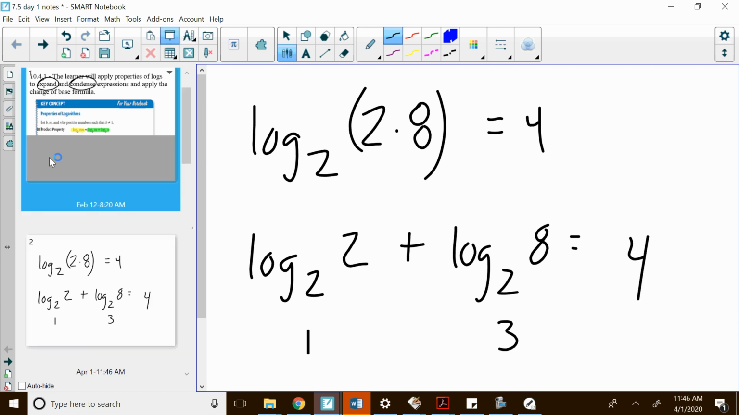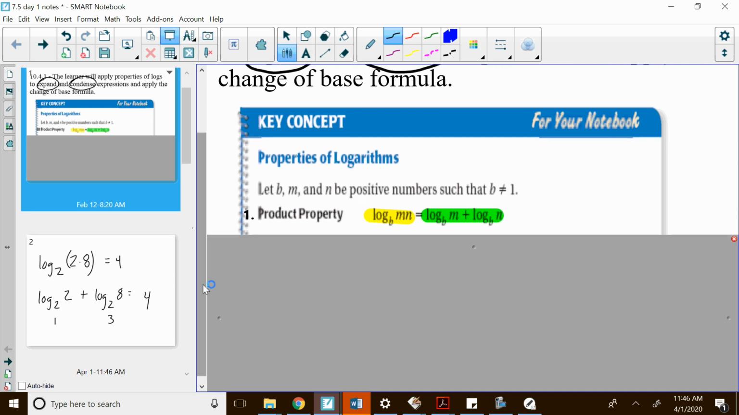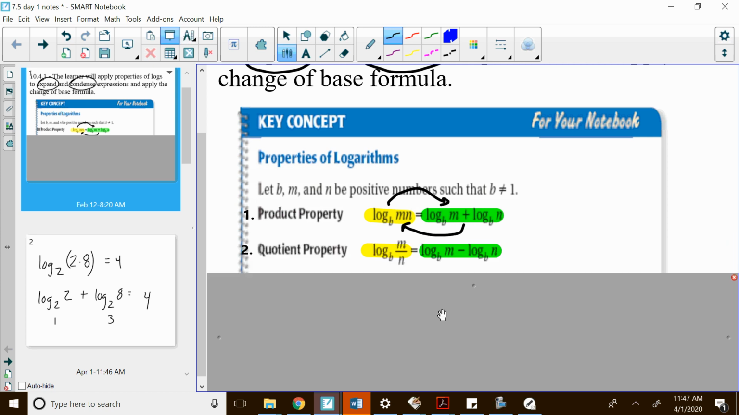So we have this product property that is true, and then we have the log base b of m times n. We can separate it out. It's called expanding when we go from this to this. We can expand that into the log base b of m plus the log base b of n. Or if we had them separated out, we could actually do what's called condensing and move it back. We'll talk more about that here in a minute, but there's a product property that is also called something called a quotient property.